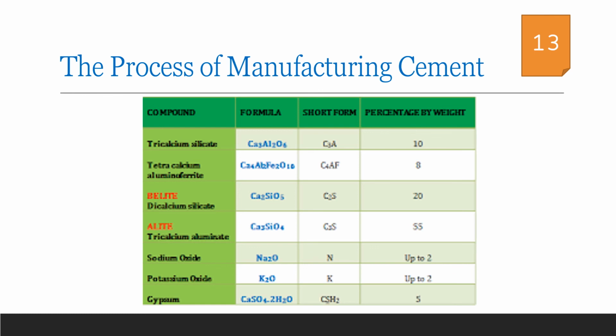The cement also contains gypsum, which is added for adjusting the setting time. It will be having a maximum contribution of 5% by weight of cement. The cement may also contain other compounds like sodium oxide or potassium oxide, but it will be having a very small contribution of up to 2% by weight of cement.